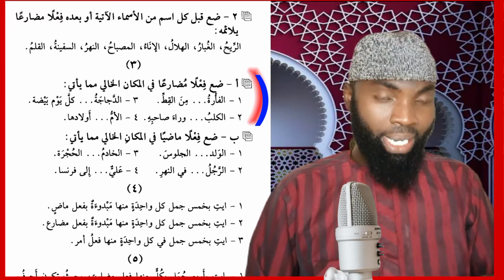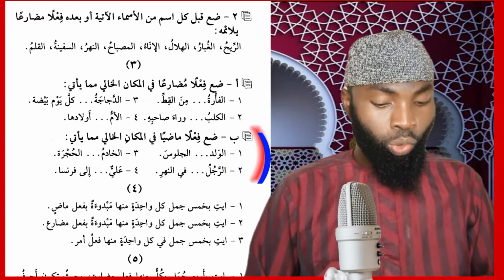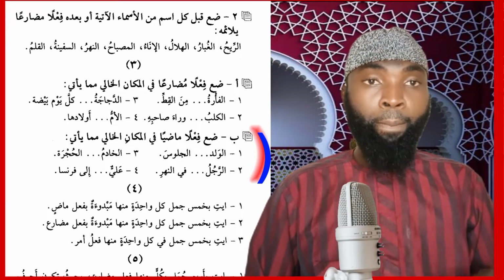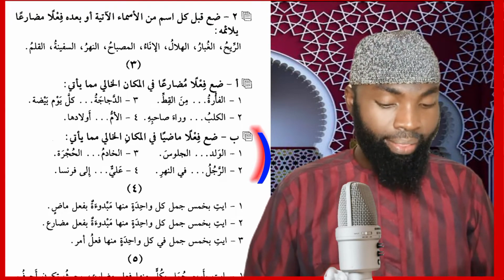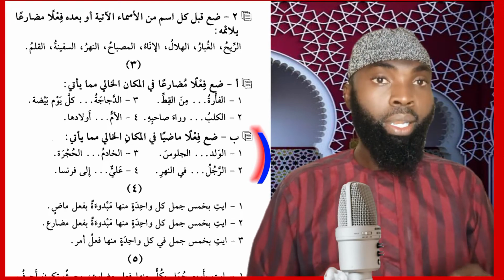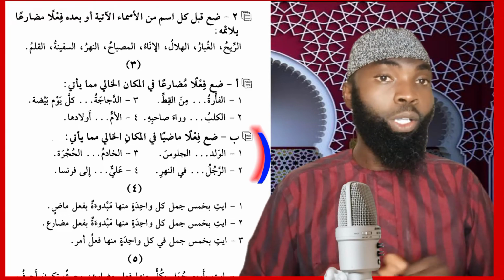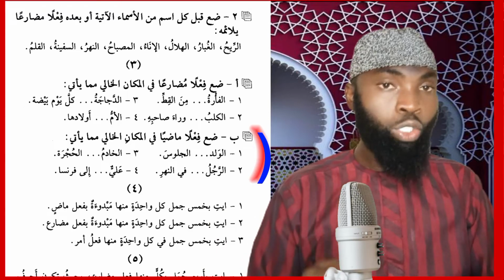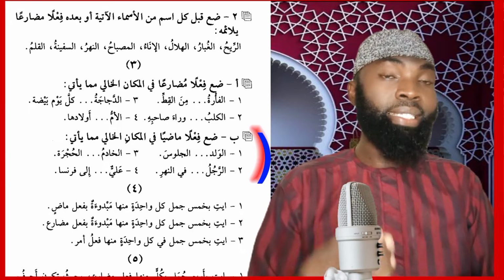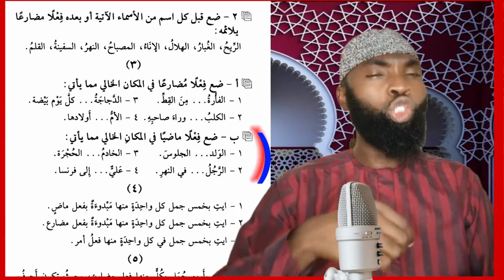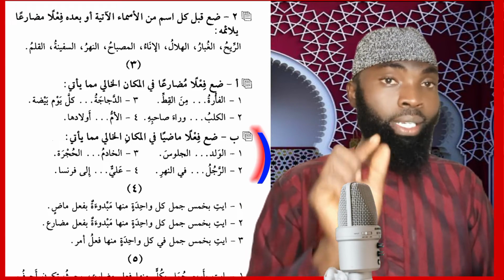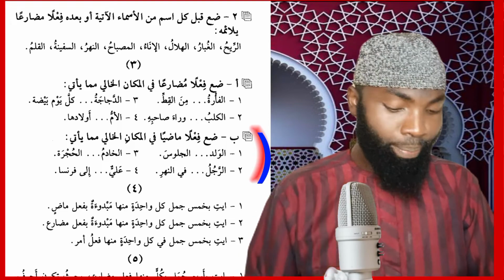Then the ba part, we have the instruction da fi'lan madiyan fil makan al-khali mimma yati. Place a past tense in the coming spaces. We have blank spaces below. Place a past tense in them. The number 1, we have al-waladu, blank, al-julusa. We can say al-waladu kariha al-julusa. The boy hates sitting. The word kariha is a past tense, and that is the missing word.